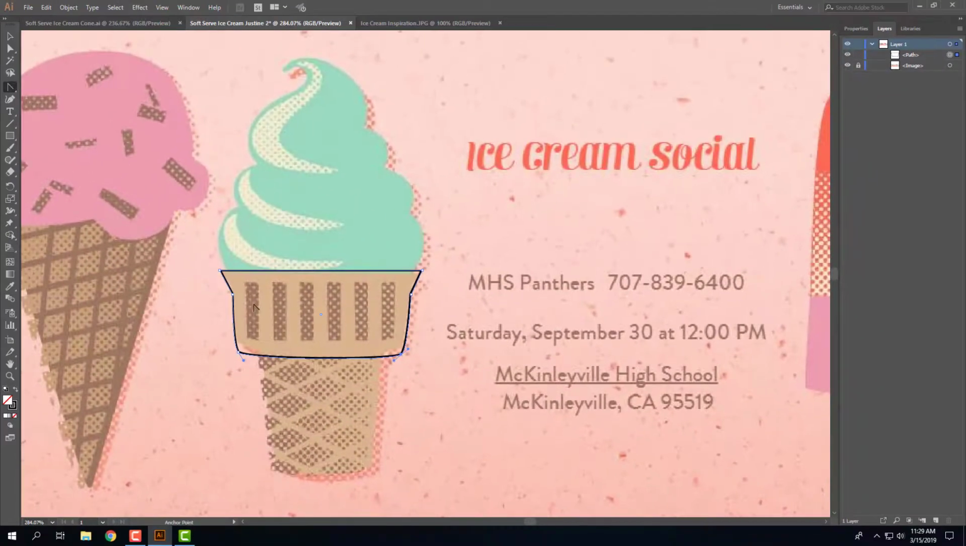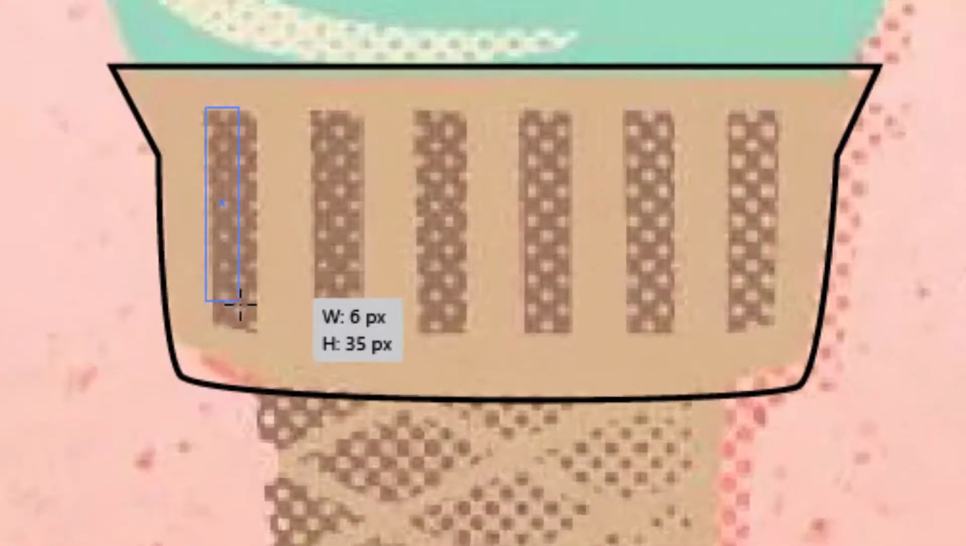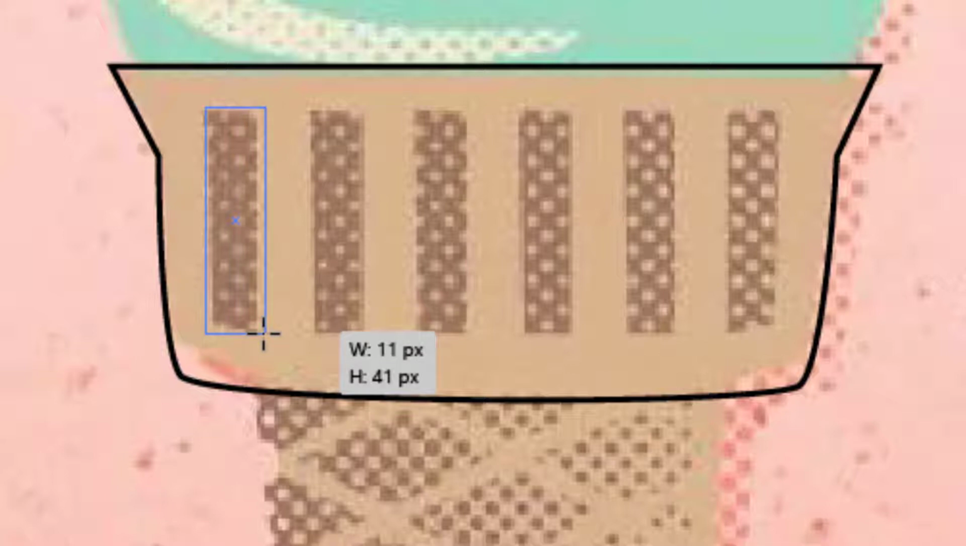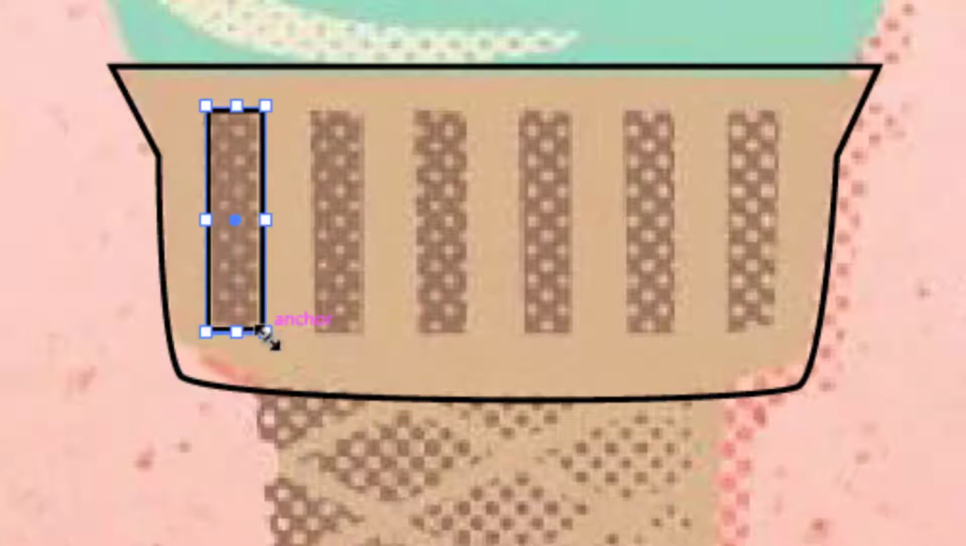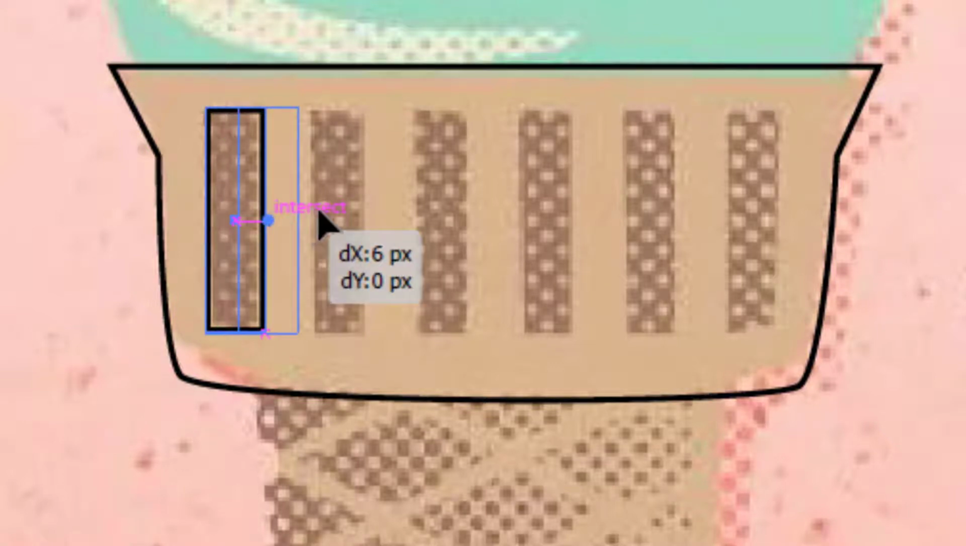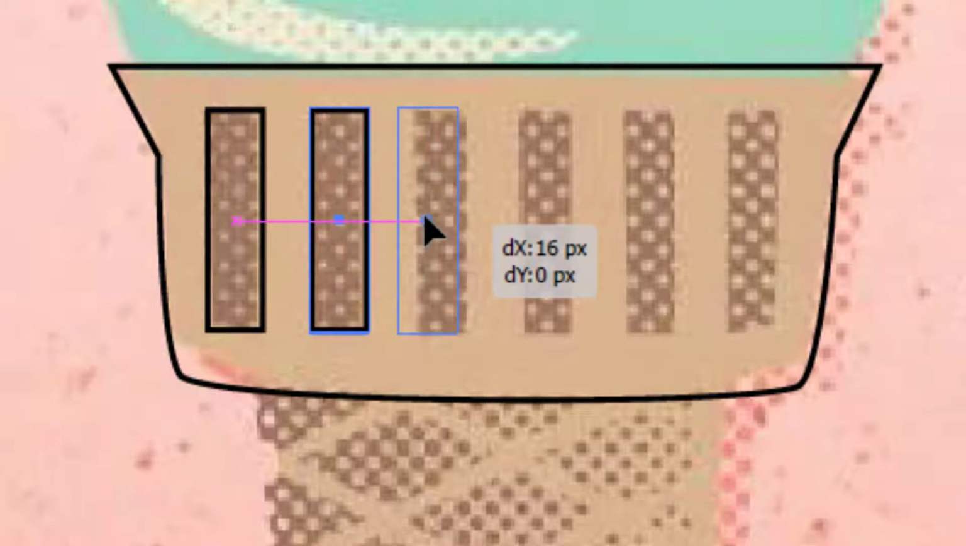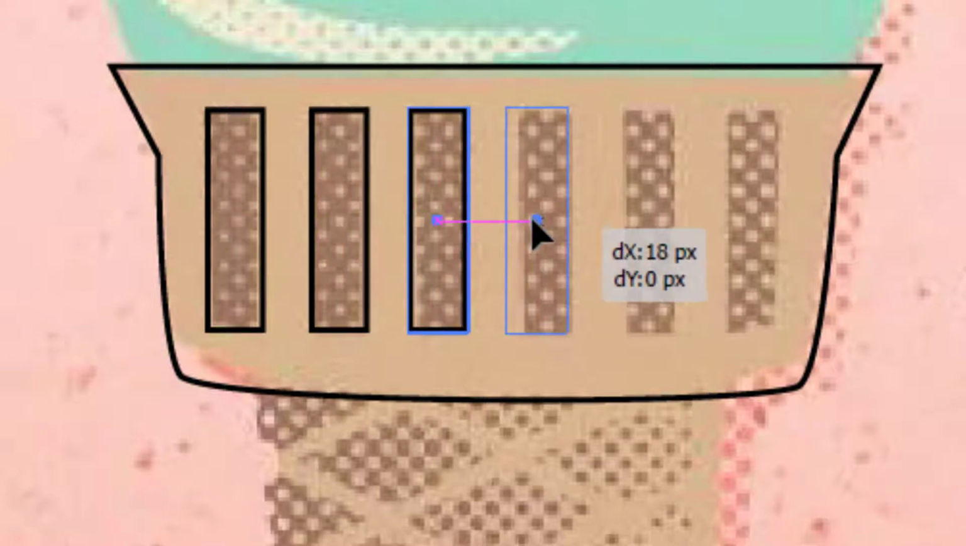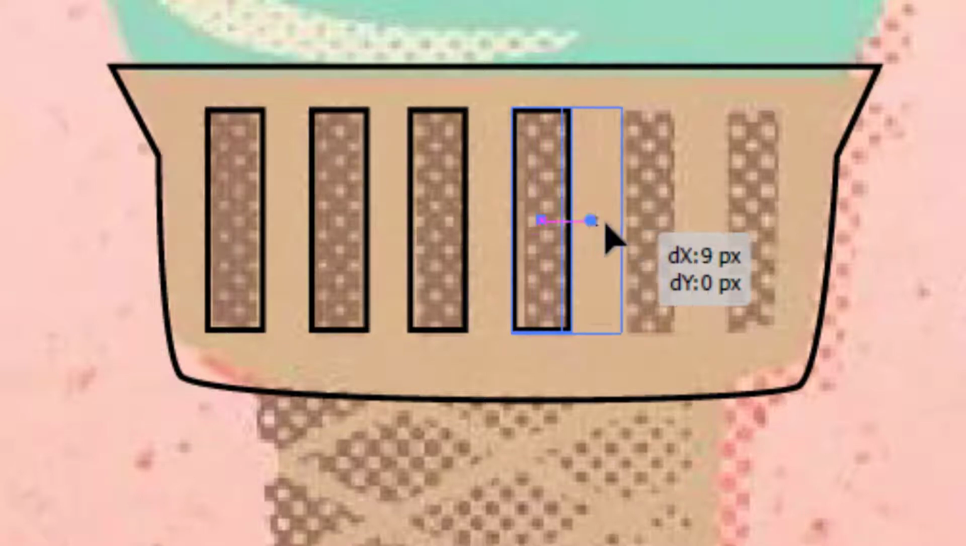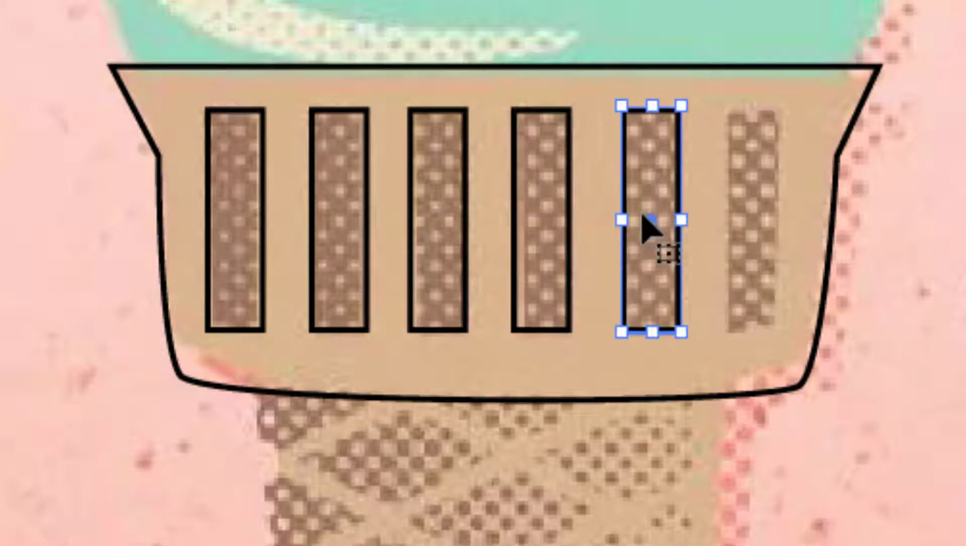Next, I'm going to make these little rectangles. So I will click the rectangle tool and just click and drag out one rectangle. Once I have that, I can select it with the selection tool and hold down Alt on my keyboard and simply drag a copy over until I have all of the rectangles that I need.